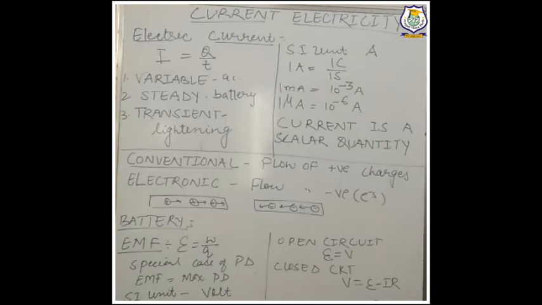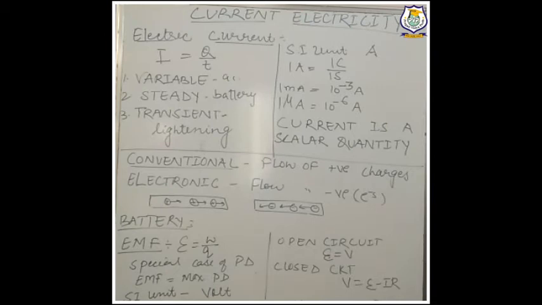Although it has both direction and magnitude, when we calculate the total current at a single point, simple rules of algebra are followed, not vector algebra. Vector addition is not followed by current, but the simple rules of algebra are followed to calculate the total current at any point, or we can say the total current at a junction.